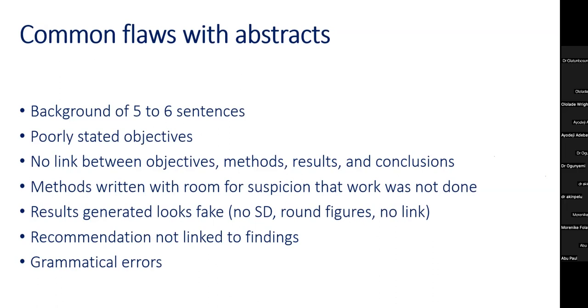Another common flaw is that there's no link between the objective, the method, the result, and the conclusion. You can see it with, I'm sure, abstract A will not make it to oral. And the method is written with room for suspicion. That is so common, a lesson learned. Let me tell you the kind of thing they will write. We recruited 100 participants. The mean age is 25. They won't put standard deviation. Everything is always rounded. Everything is always round figures. You will just suspect that this person woke up in the morning and wrote this abstract. It looks like it is generated, it is fake.